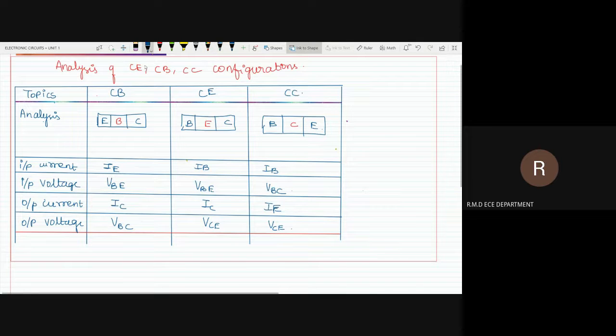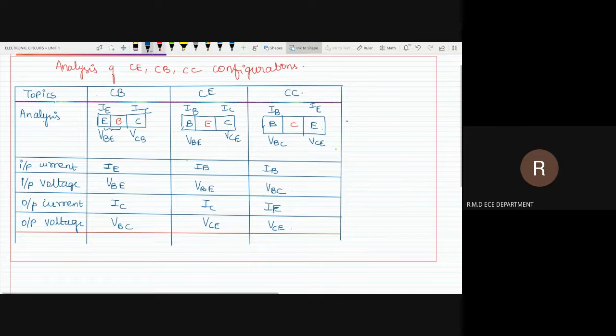So here the input voltage is VBE, and the output voltage will be VCB. The input current is IE and the output current is IC. In the same way we write it for the CE configuration: VBE, VCE, and here the input current is IB and the output current is IC. The same way for CC: IB, IE, and the voltages are VBC and VCE.